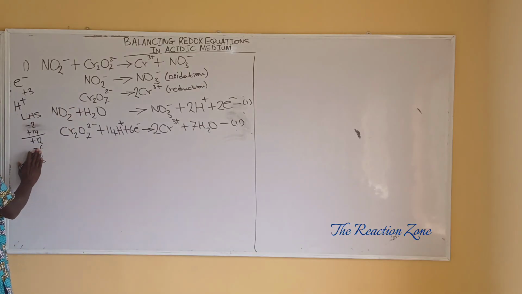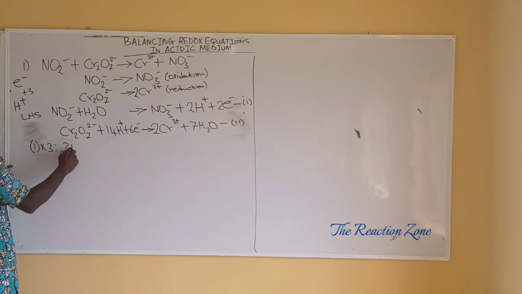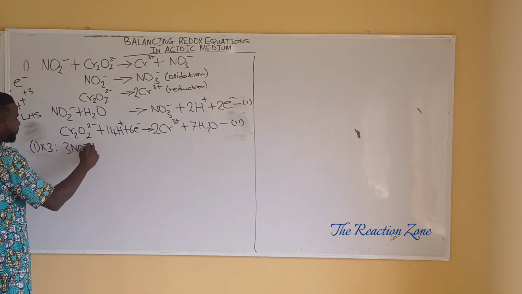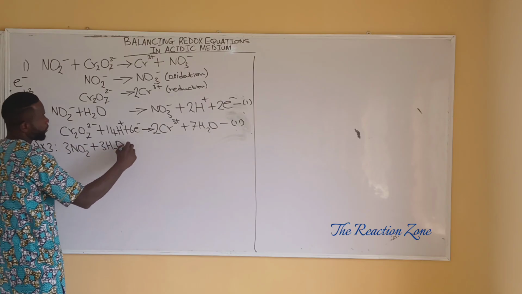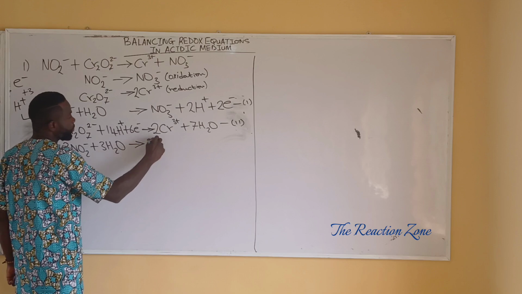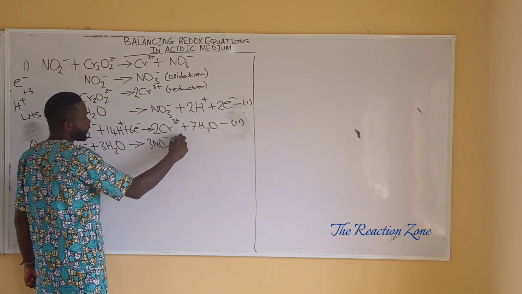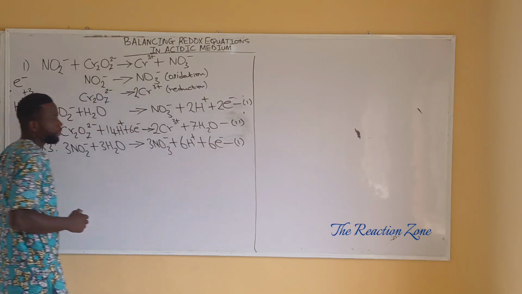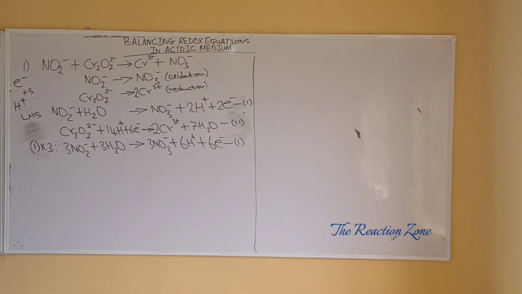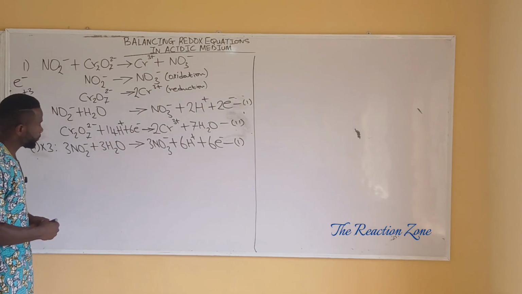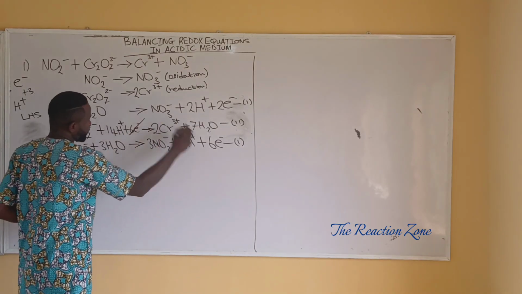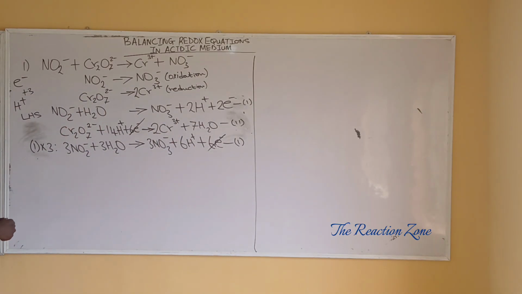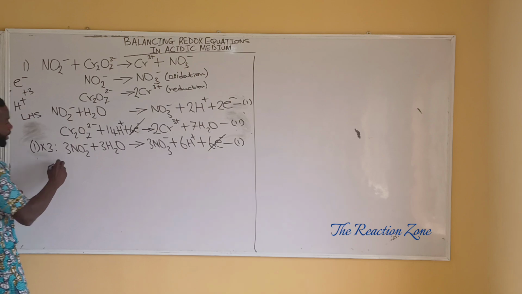So, what this means is equation 1 multiplied by 3 will give us 3NO2- plus 3H2O will give us 3NO3- plus 6H+ plus 6e-. Now, when you look at both half equations, you can see that the number of electrons are equal. Now we can cancel out the number of electrons. Now that we cancel out the number of electrons, we can now add both equations together to get our final answer.